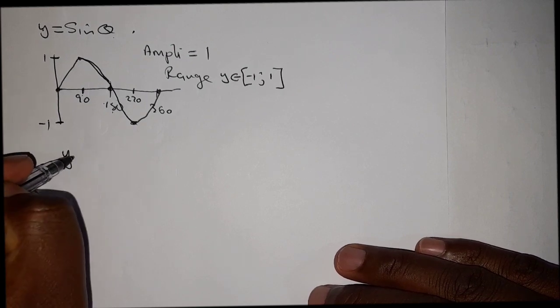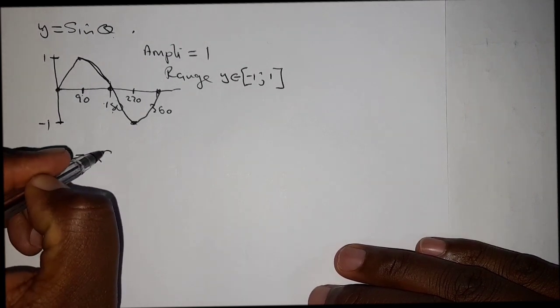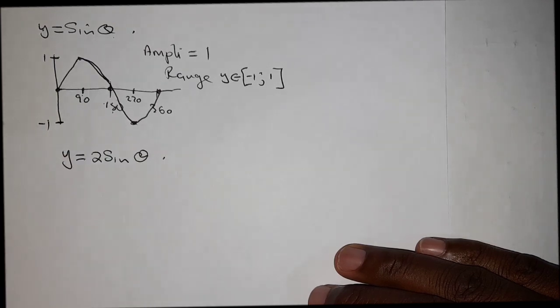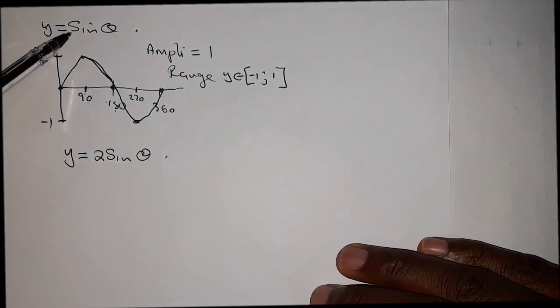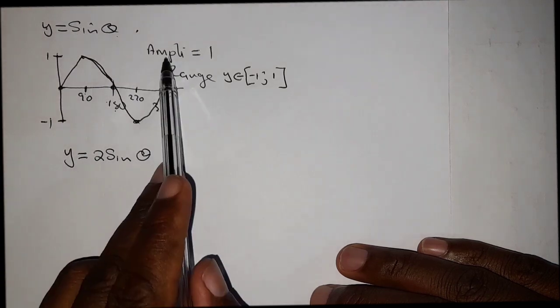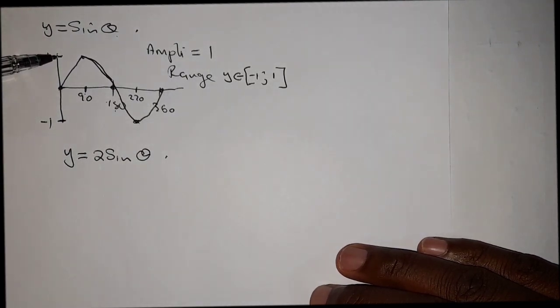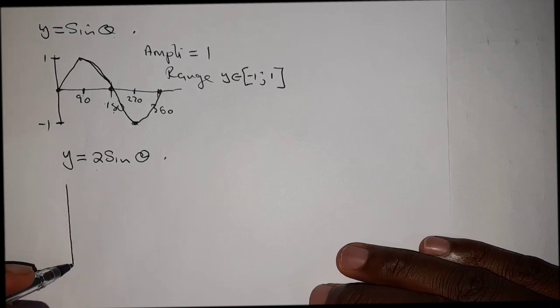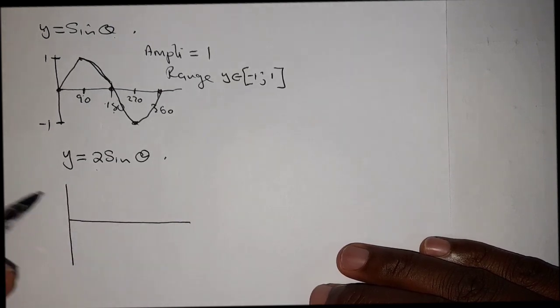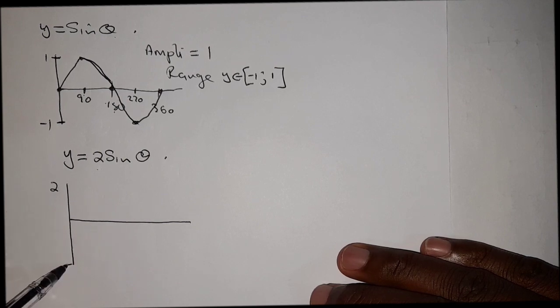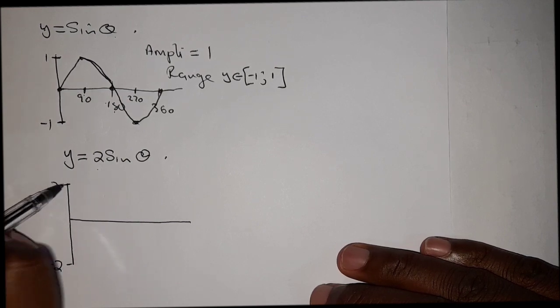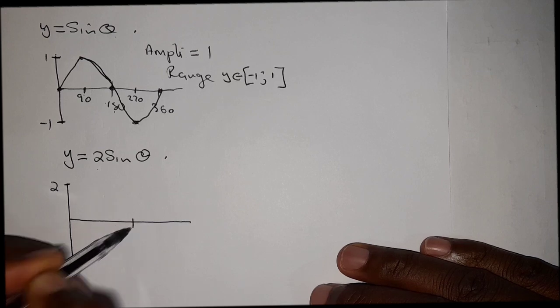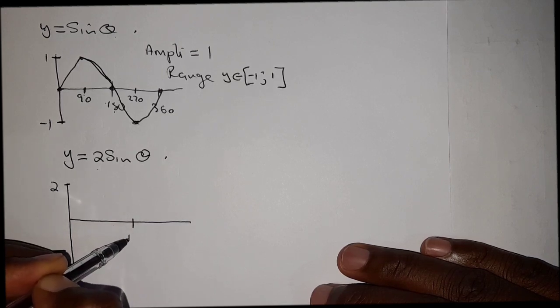And then another one, y is equal to 2 sine theta. Here the coefficient of sine was 1. It gives us the amplitude, right? So it goes as high as +1 and as low as -1. But now we have a 2, so it's no longer going as high as 1. It's now going as high as 2, and as low as -2.